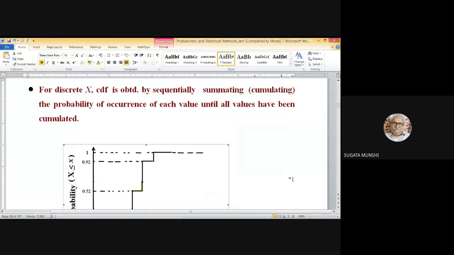Just 1 minute. You write down these things, then I'll move on to the plot. So that's how the cumulative distribution function is obtained, by sequentially cumulating the probability of occurrence of each value. We are moving from the probability mass function to the cumulative distribution function.